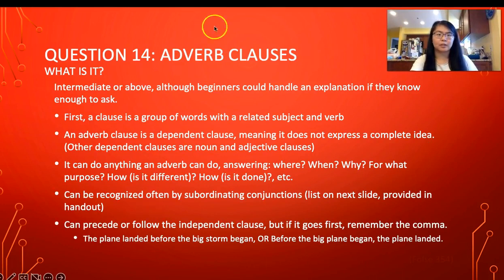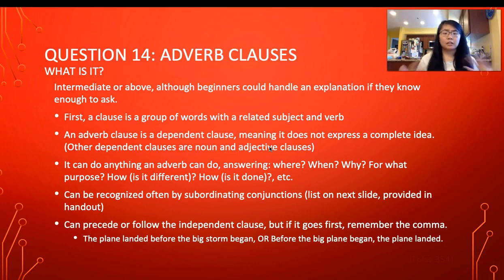This is adverb clauses. So what is an adverb, right? An adverb is a word that modifies a verb. So an adverb clause is a whole group of words that modifies a verb. First, a clause is a group of words with a related subject and verb. An adverb clause is a dependent clause, meaning it can't stand alone. It needs to have another clause to express a complete idea.